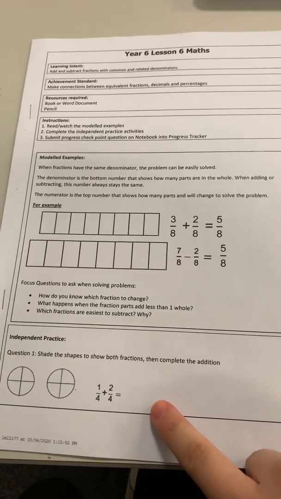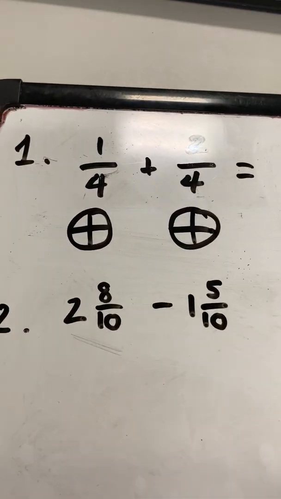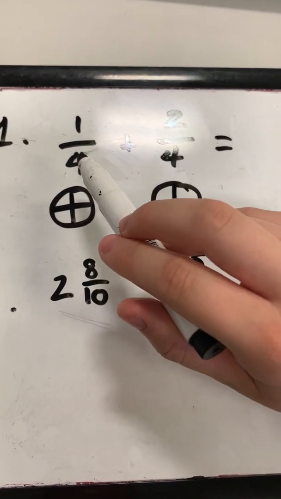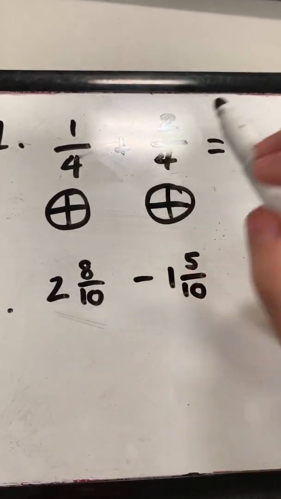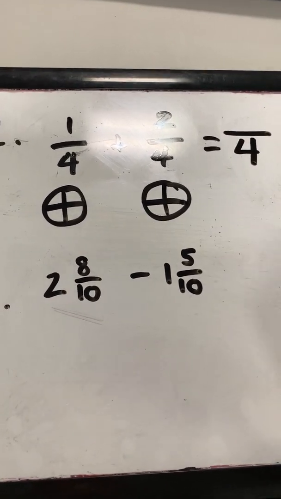Alright, so I'm going to get you to have a look over the modelled examples yourself, and I'm going to show you how to do the first question here. So I've written the first question out on my whiteboard here for my working out. So like I just said before, the 4 is the common denominator, so that's going to stay the same. I'm going to put that down right away.